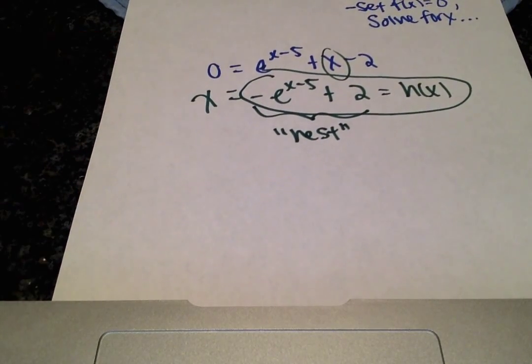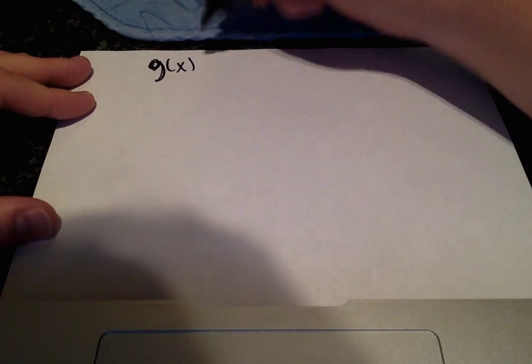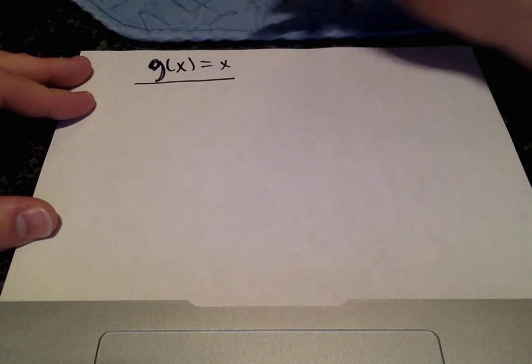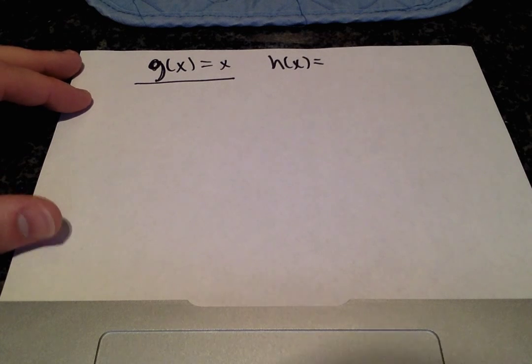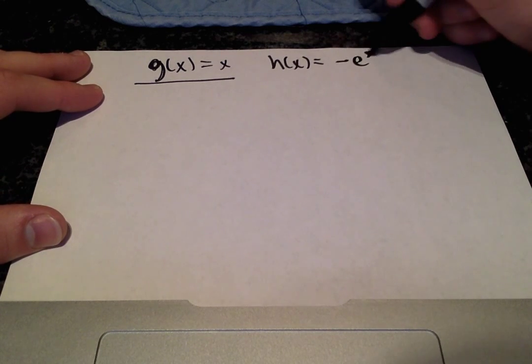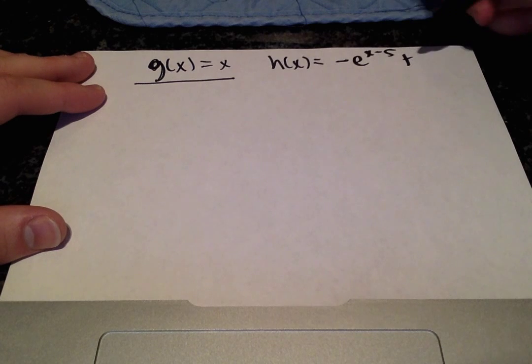Okay, and if you watched the other video, I said that I like to write both g of x and h of x in two vertical columns, so let's do that. G of x is equal to x, and h of x we found to be negative e to the x minus 5 plus 2.